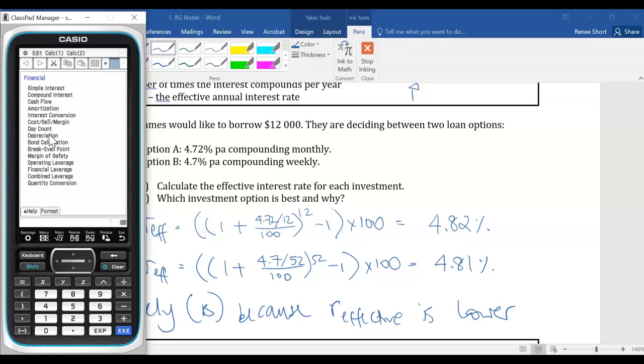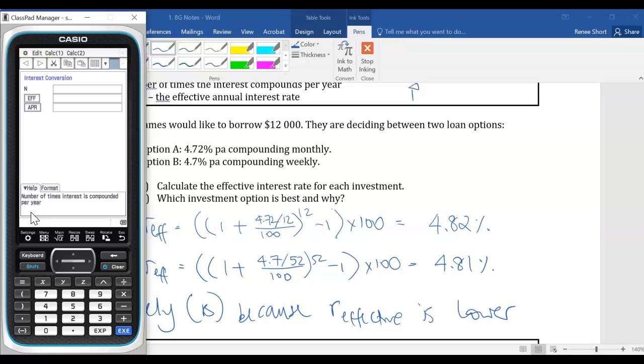From this page, lots of these options we won't use. We're going to use the compound interest one a lot in chapter 9, but for today I want us to click on interest conversion. And when we're in this, what's really handy is we can press help down the bottom, and it tells me what all these letters stand for. So for N, we can see that N stands for number of times that interest is compounded per year. We can see that EFF is the effective interest rate as a percent. And it says APR. I honestly have no idea why it's called APR, but if you read the help thing, it says nominal interest rate as a percent.